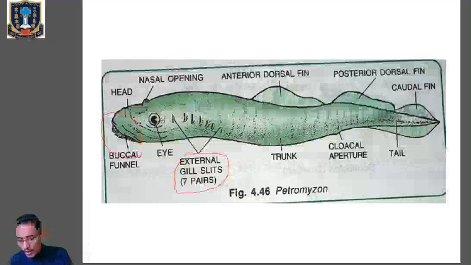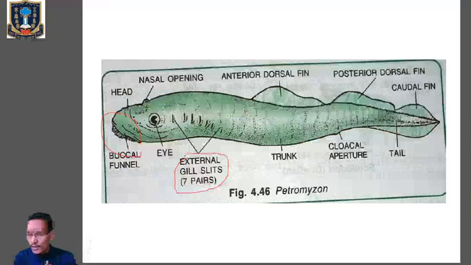Clear? So today we have done only up to group A, Agnatha, and the class Cyclostomata. In the next class we'll begin with group B, that is jawed vertebrates or Gnathostomata, and we'll see the different superclasses and the classes under this Gnathostomata.